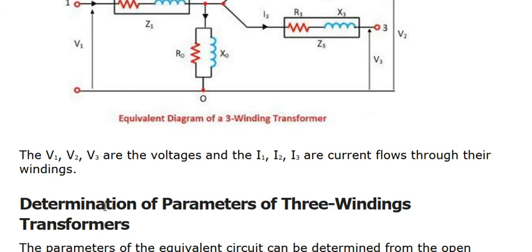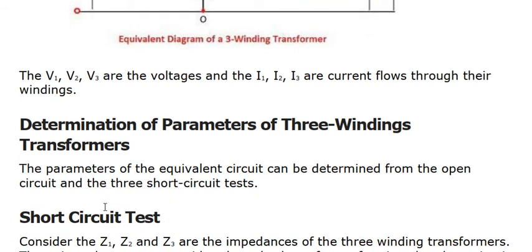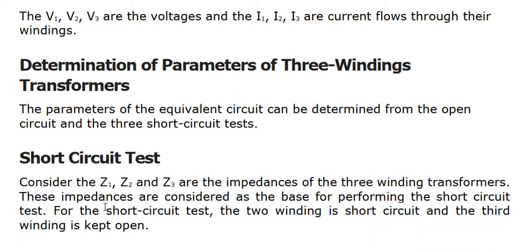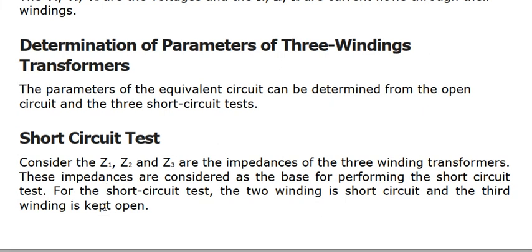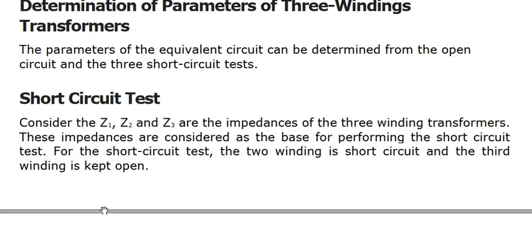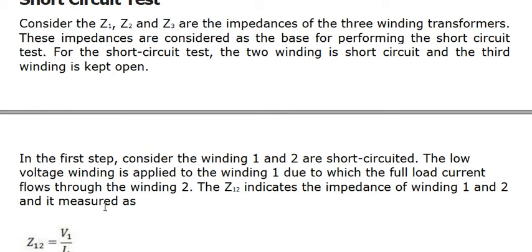Determination of parameters of three winding transformer. The parameters of the equivalent circuit can be determined from the open circuit and short circuit tests. The equivalent leakage impedances Z1, Z2 and Z3 referred to a common base are found by performing three short circuit tests as follows. In the short circuit test, two windings are shorted and the third winding is kept open. In the first step, consider windings 1 and 2 short circuited.